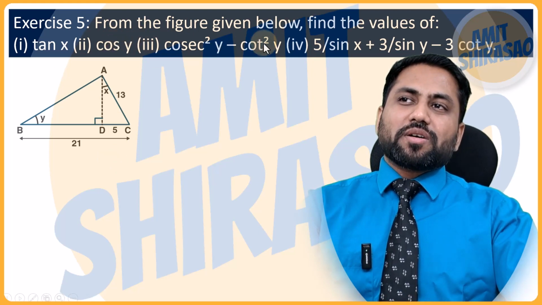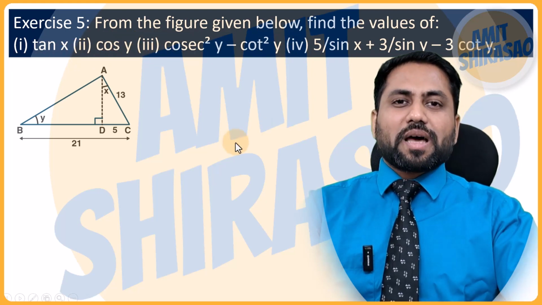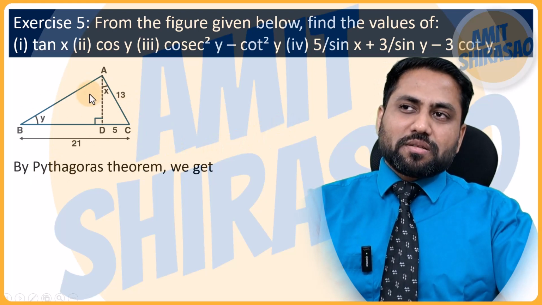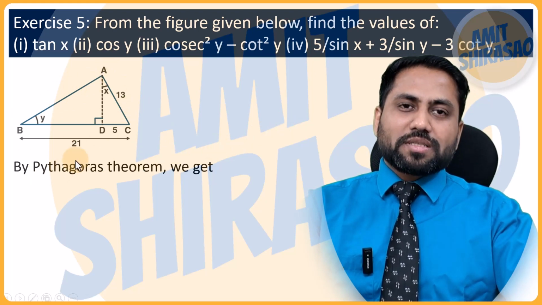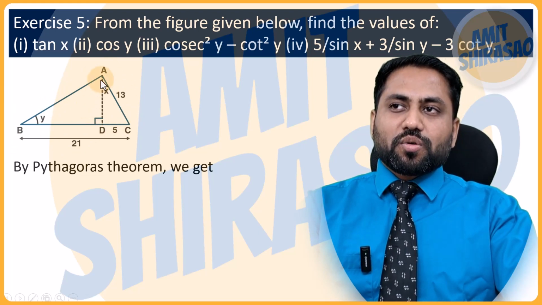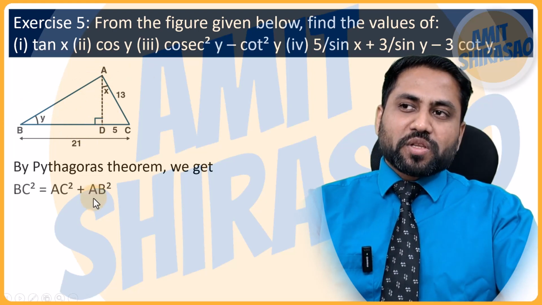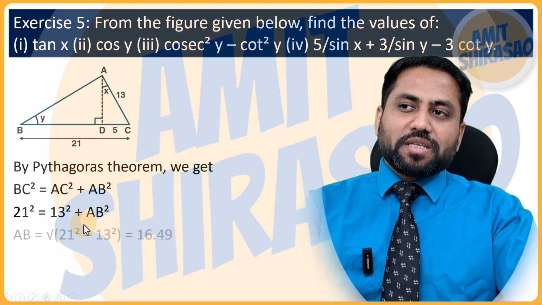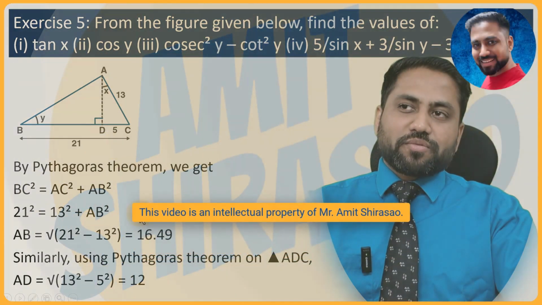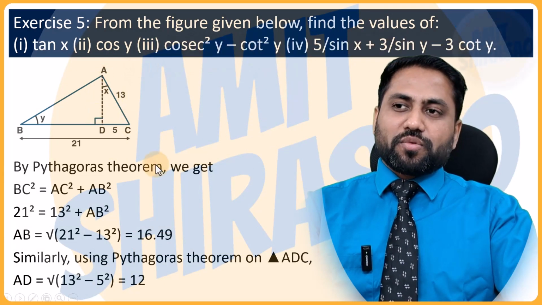If you are asked to figure out the values of tan x, cos y, and so on, how will you do that? First of all, use the Pythagoras theorem and find the sides. Find all the sides first. You know this side, this side, this side. You don't know this side and this side, right? So AB and AD have to be calculated. Use the Pythagoras theorem and find AB. Then AD you will get as 12, because you'll use the Pythagoras theorem on this triangle. So you'll get 12 over here.